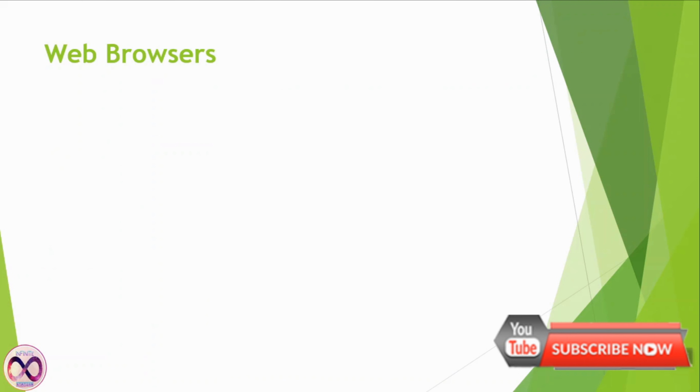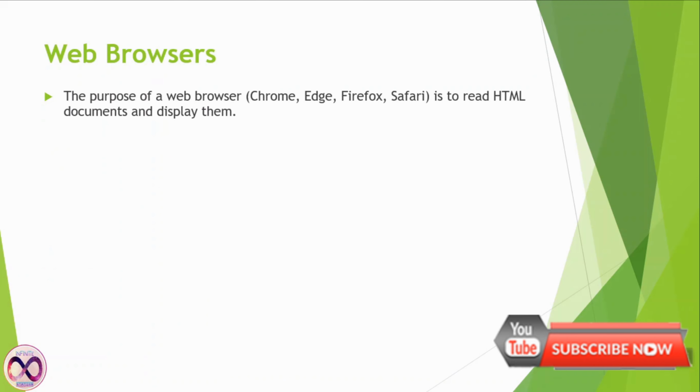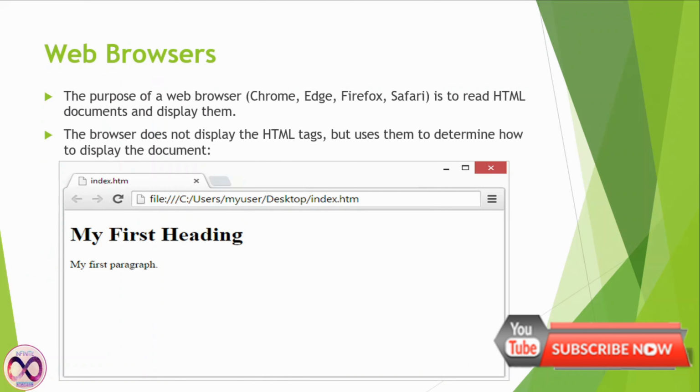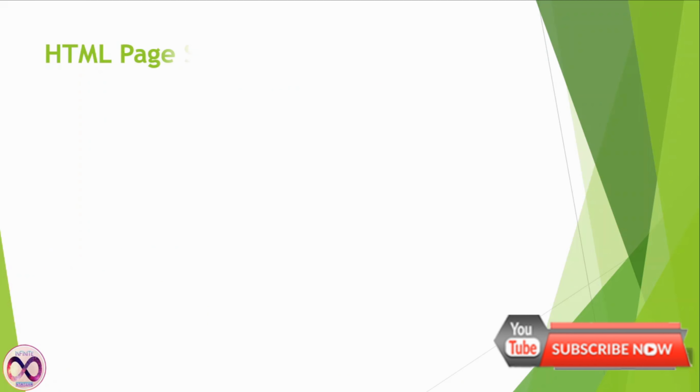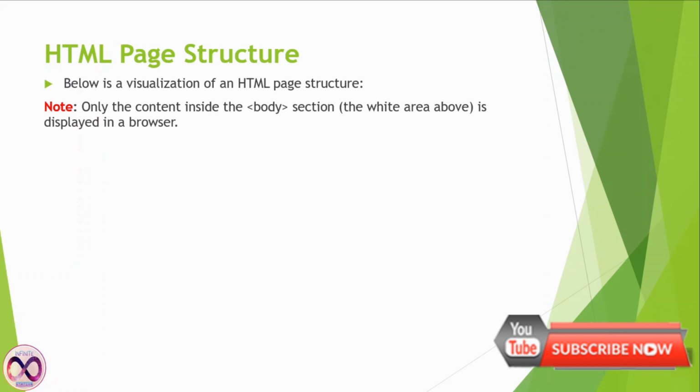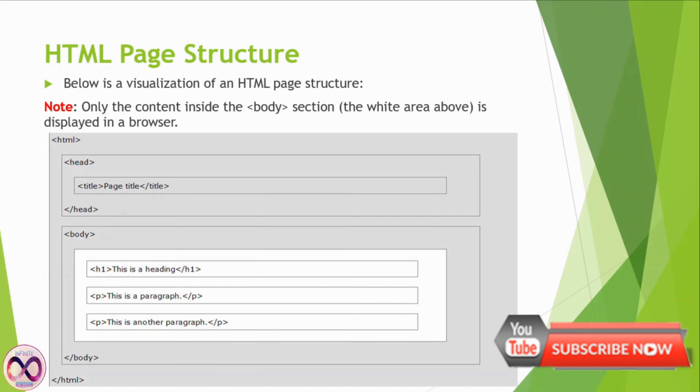Web browsers. The purpose of a web browser, Chrome, Edge, Firefox, Safari, is to read HTML documents and display them. The browser does not display the HTML tags, but uses them to determine how to display the document. HTML page structure. Below is a visualization of an HTML page structure. Note, only the content inside the body section, the white area above, is displayed in a browser.